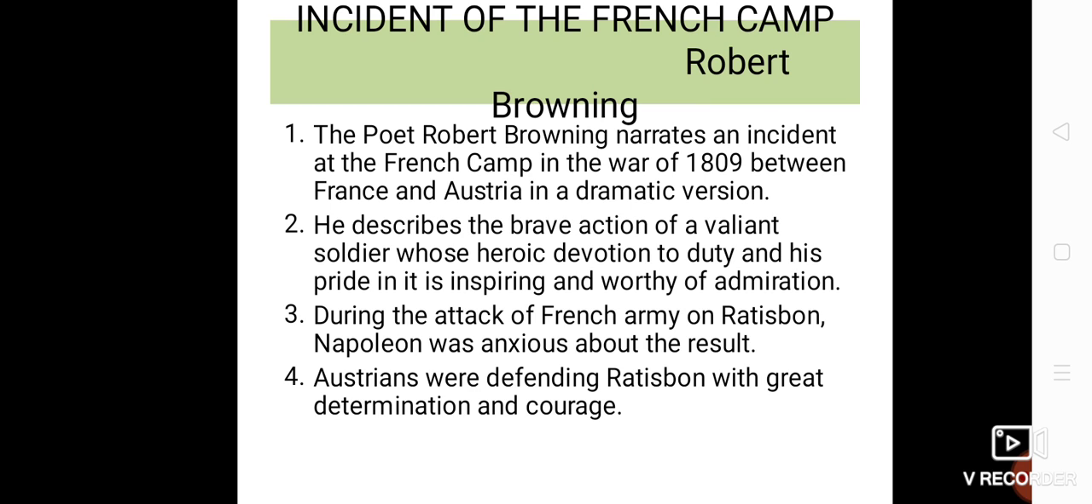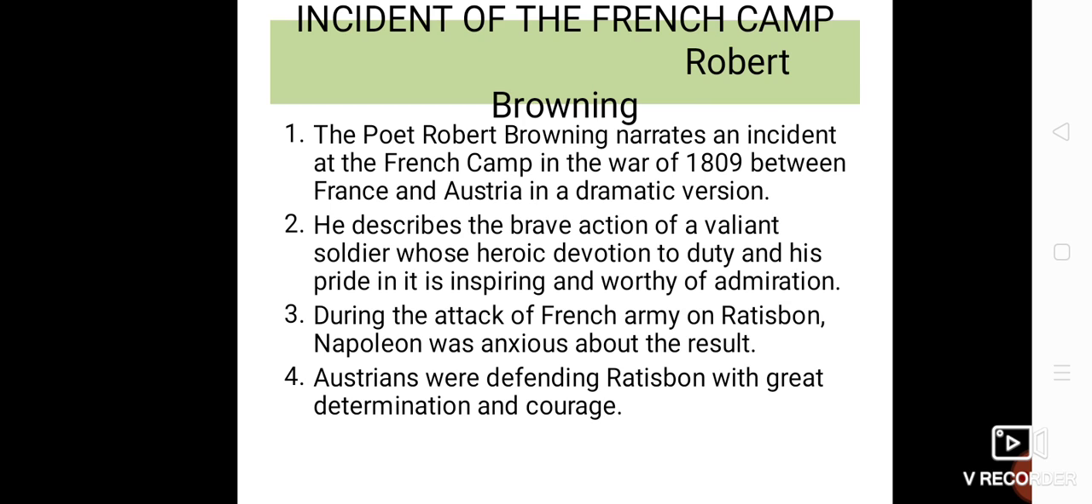Yes. The poet Robert Browning narrates an incident. It's an incident at the French camp in the War of 1809 between France and Austria in a dramatic version. So it's a historical event, where the author is explaining who all the characters are, and what these four terminologies have got to do with these characters. Let us find out.